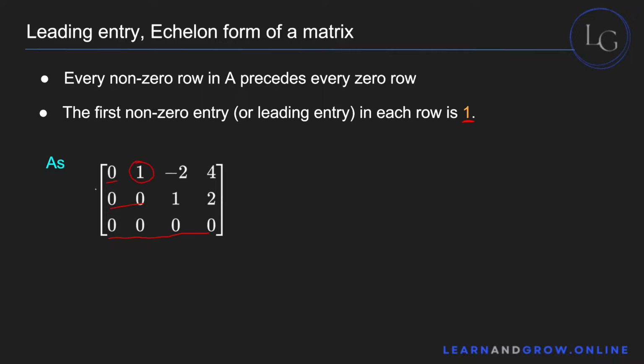This is the leading entry of this row and it is 1, and this is the leading entry in this row and it is 1 as well. And this is just a zero row, so we do not consider it. Hence, this is in row echelon form.